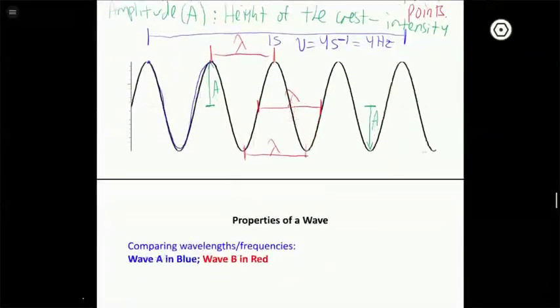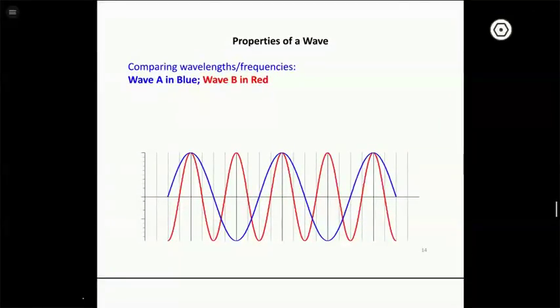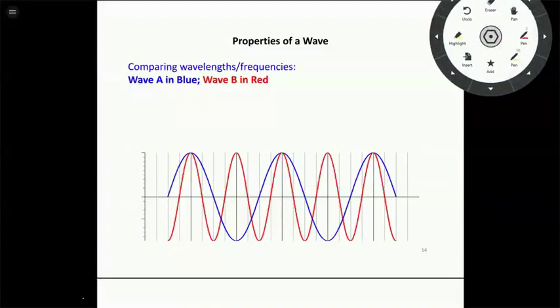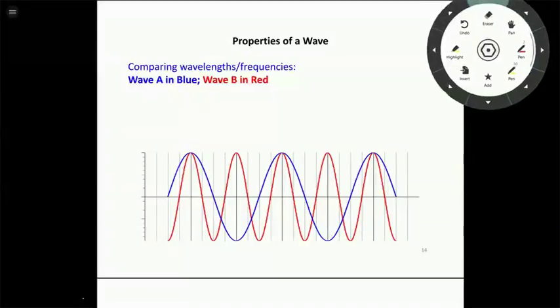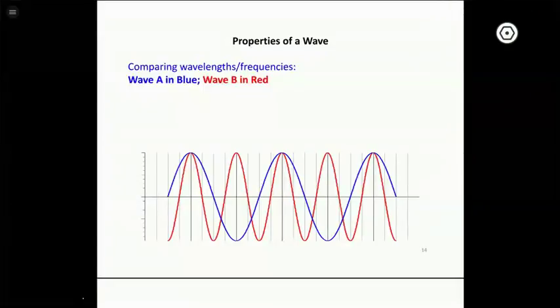All right. So let's talk a little bit about the relationship between wavelengths and frequencies. Let's look at what happens when we change one or the other. So we have two waves here. Wave A is shown in blue, wave B is shown in red. And let's look at the relationship between the wavelengths of these ones.